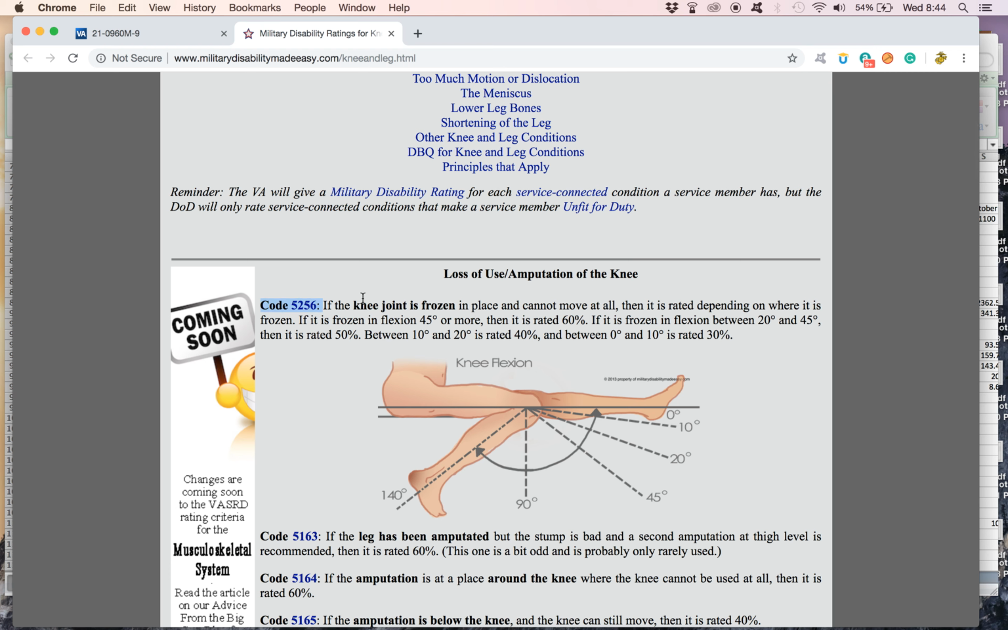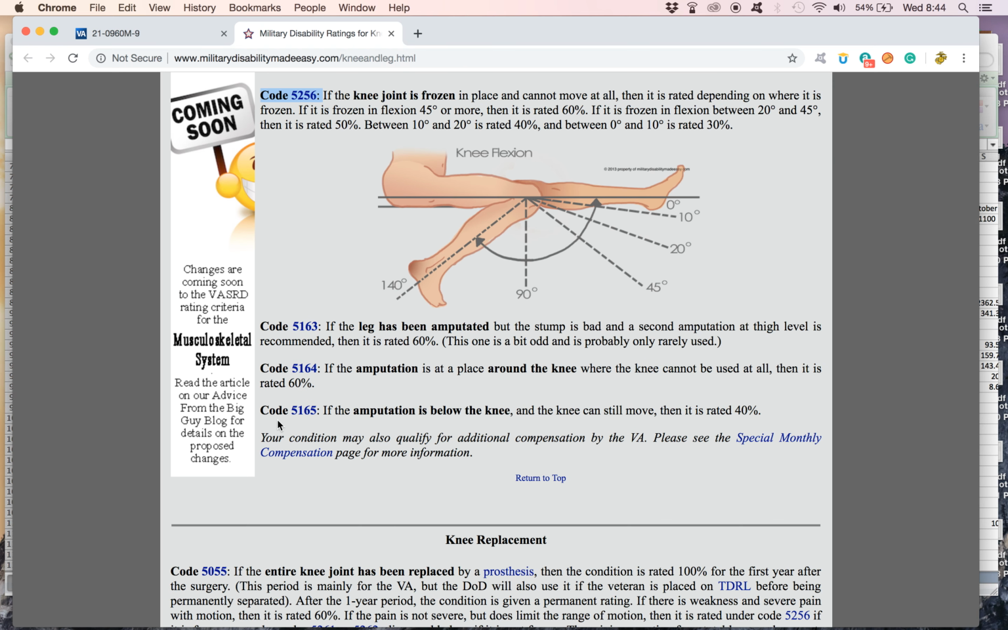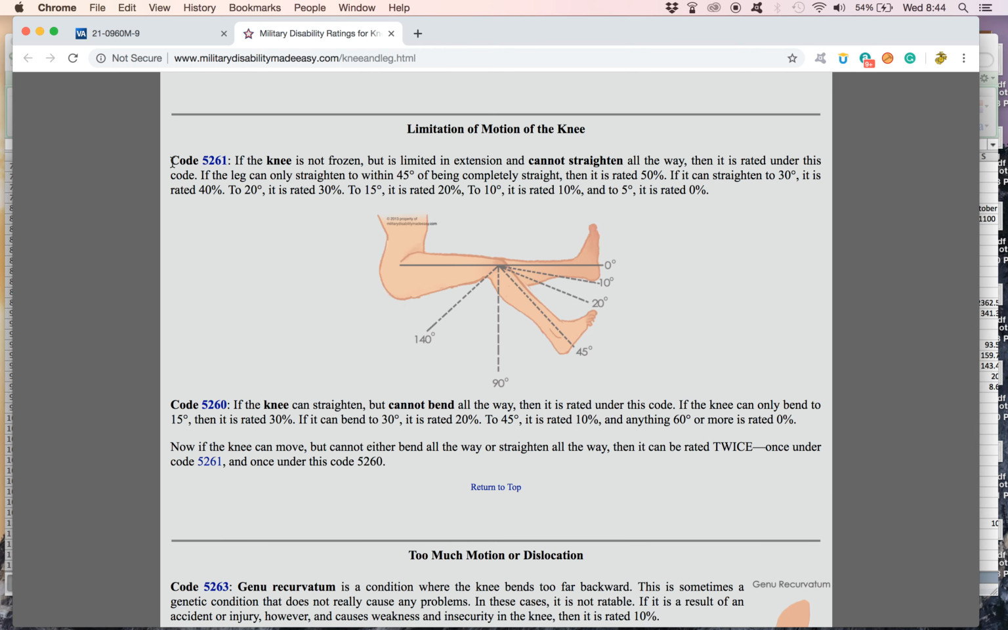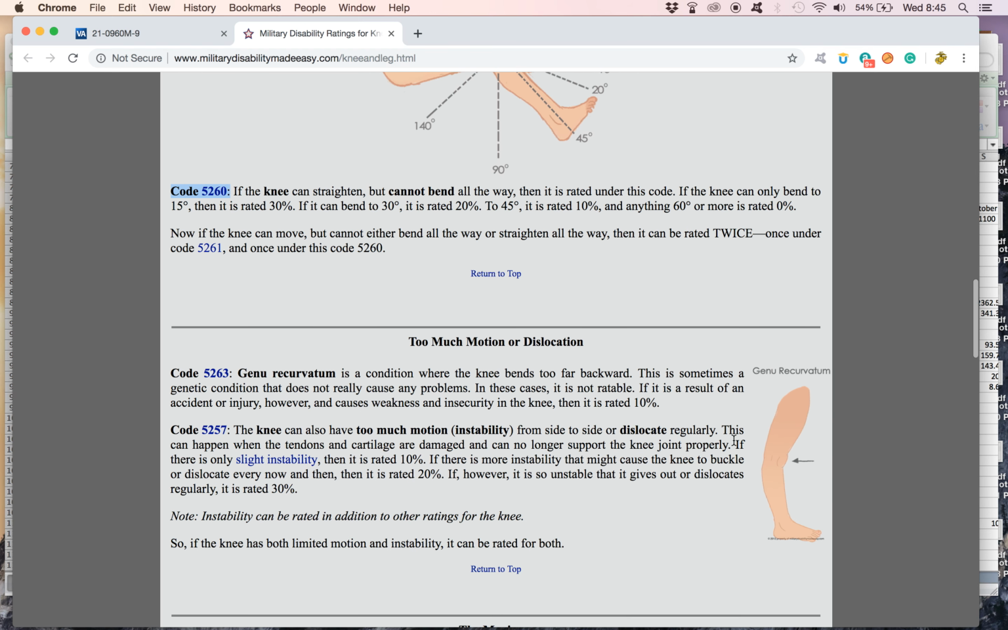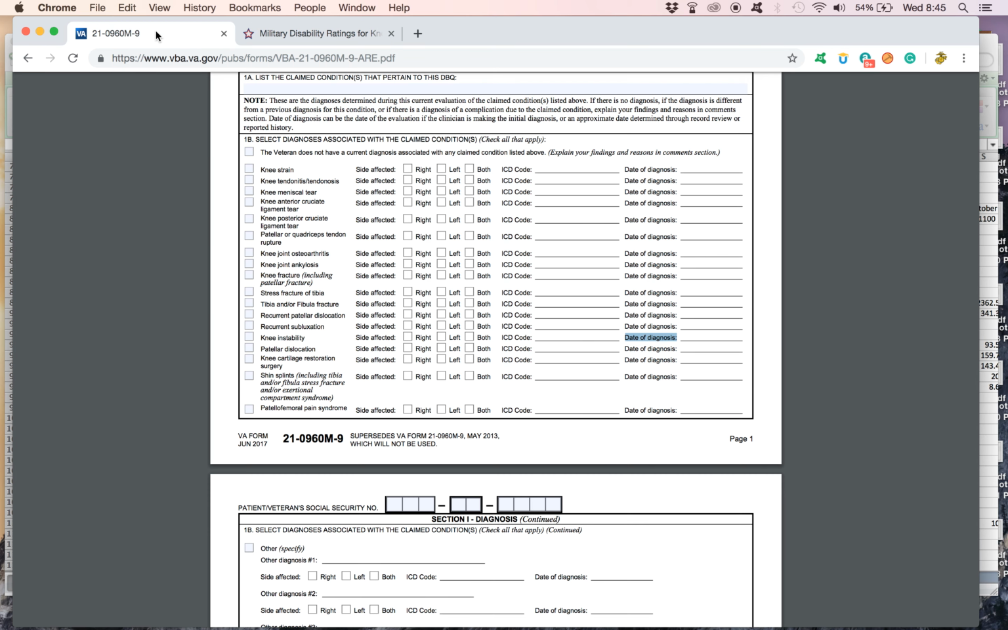Code 5256 is for the loss of use, amputation of the knee. And obviously, if you have an amputation below the knee, then 5165 would apply for you. And these are the codes for limitation of extension and limitation of flexion right here. All right, guys, so know your codes. MilitaryDisabilityMadeEasy.com is a great website. This is the website I go to, and just follow it.